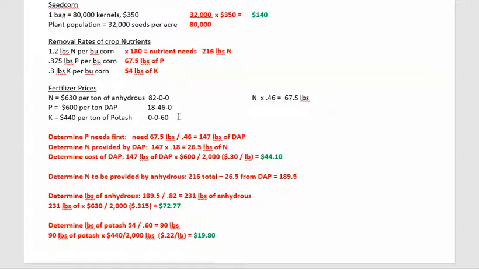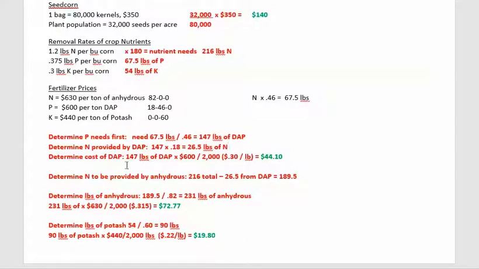In the process of giving us 46% phosphorus, we also get 18% nitrogen. So what we do now is take the 147 pounds of diammonium phosphate, multiply that by 18% nitrogen, and we get 26.5 pounds of nitrogen that is supplied in the process of meeting our phosphorus need. Okay, so we'll use that down here in a second.